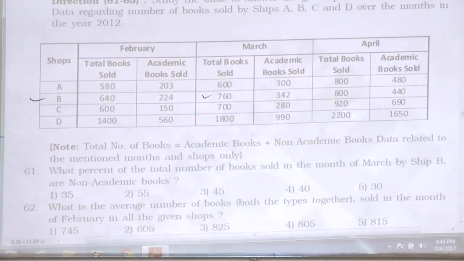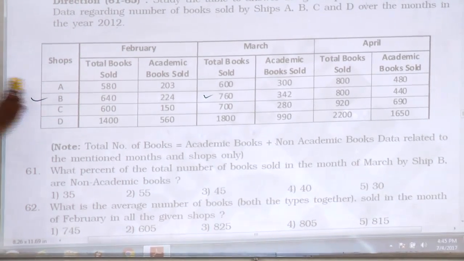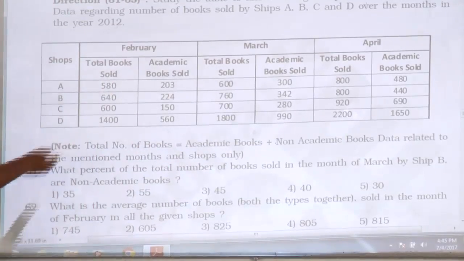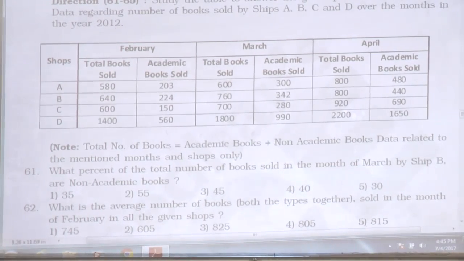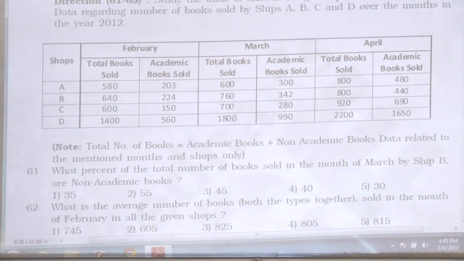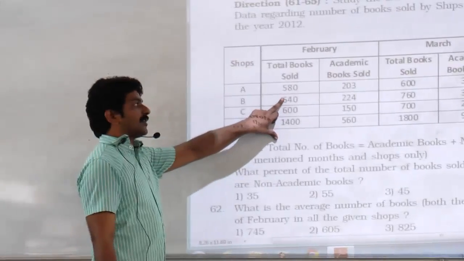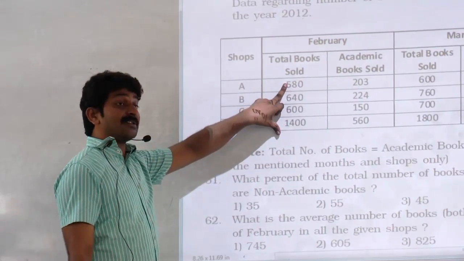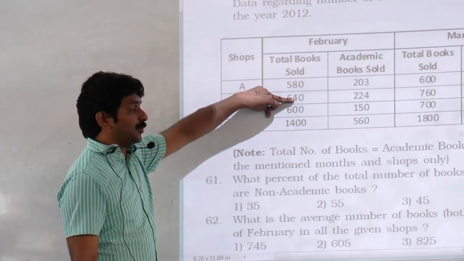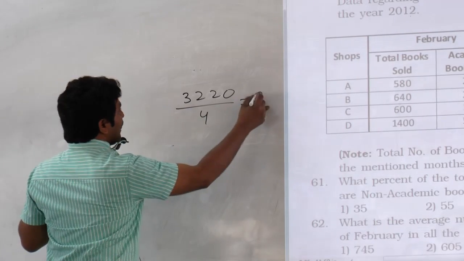What is the average number of books, both types together, sold in the month of February in all the given shops? February. Average number of books in February. Let's go for benchmark, or else easy only, no issue. Come on. 1400, 2000, 2600. Wait. 2600, 3000, 3100, 3220. 3220 divided by 4, 805.